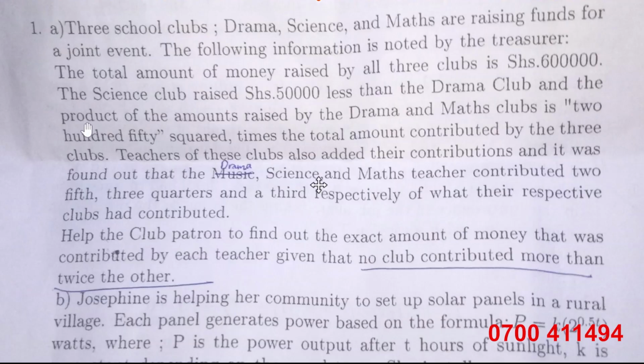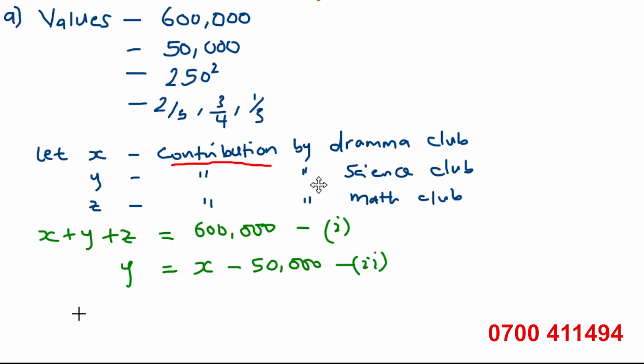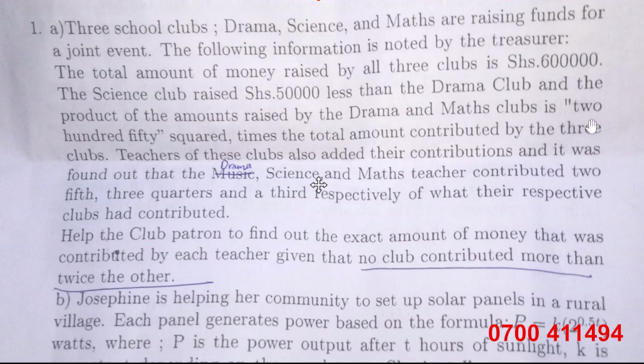Then the product of the amounts raised by the drama and mathematics club, that means X times Z, because X and Z are the contributions of the drama and the mathematics club. So the product of X and Z is equal to 250 squared times the total amount contributed by the three clubs.